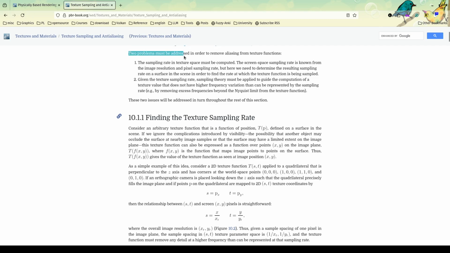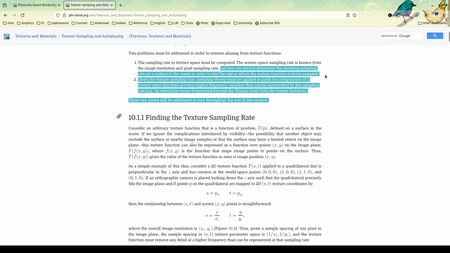Two problems must be addressed in order to remove aliasing from the textured image. The sampling rate in the texture space must be computed. The screen space sampling rate is known from the image resolution and the pixel sample rate, but here we need to determine the sampling rate on a surface in the scene in order to find the rate at which the texture function is being sampled.